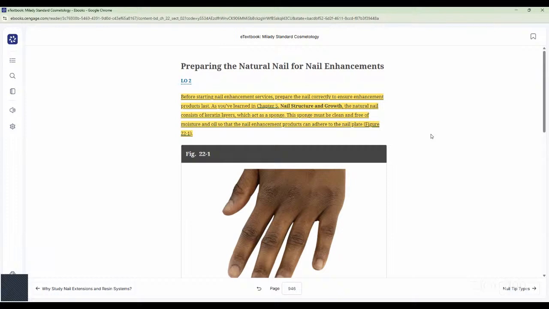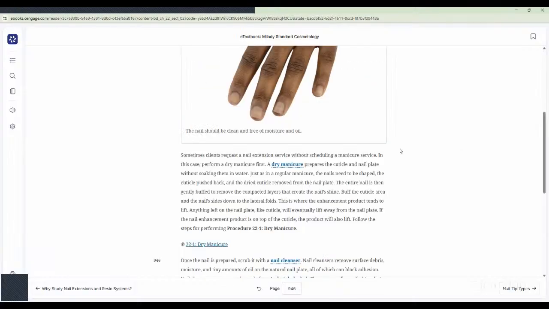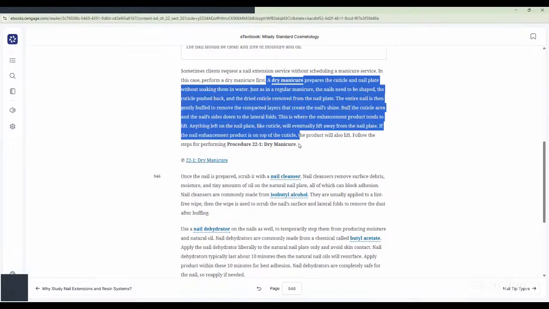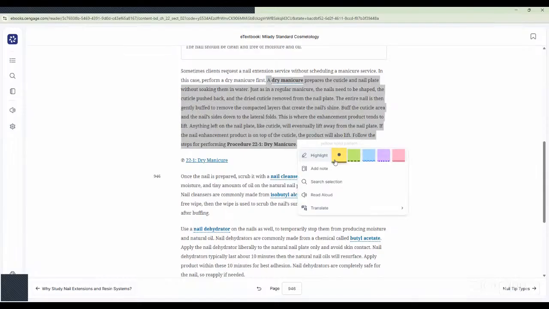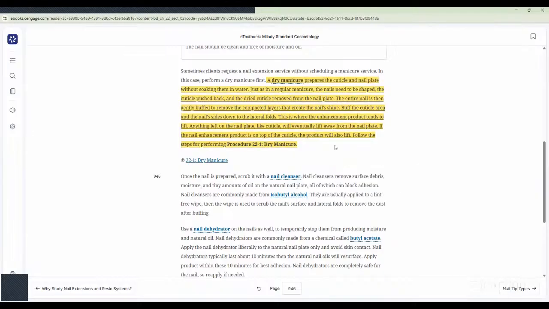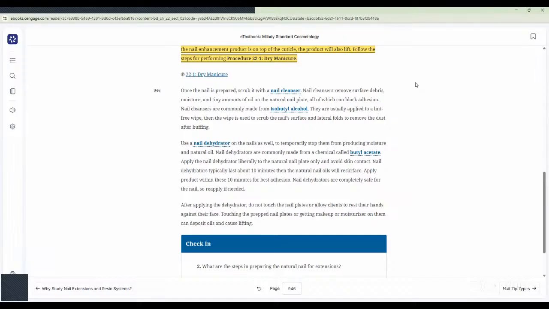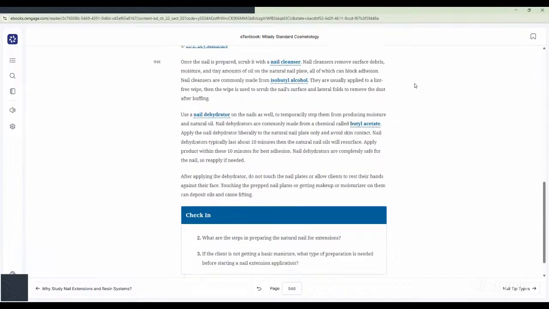So you got to make sure the nails are dry and free of any oils, debris, moisturizers, lotions, things of that nature. A lot of times before the service, you can do a dry manicure, and that is a manicure without water. Simple as that. And sometimes your clients will need that. So you can consider that as an upgrade, and very beneficial to your menu and your bottom line. Okay, let's look at a couple of products.